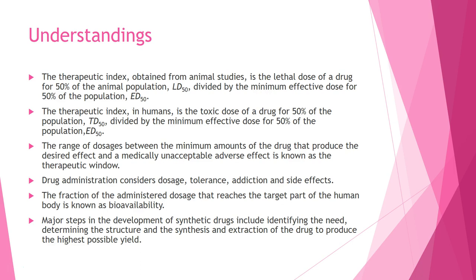We need to consider things like dosage terminology, such as tolerance, addiction, and side effects, and what these mean in the context of our pharmaceutical products. We also need to look at how much of our drug gets through to the target that we had intended it to. So remember, we have target selection for any of our drugs when we go to produce them. Then when we look at actually administering them, we need to look at what portion of the drug that we administer is actually getting through to our target.